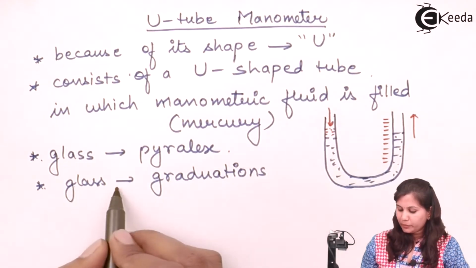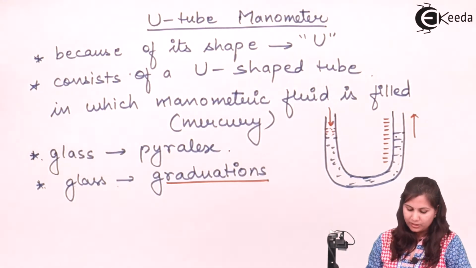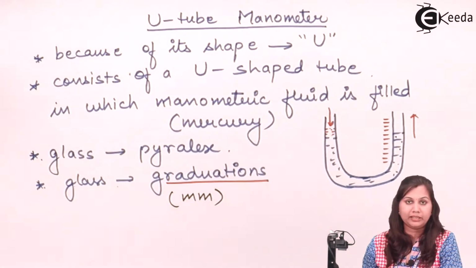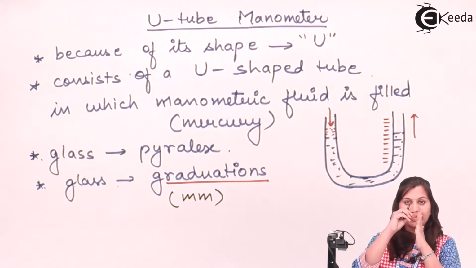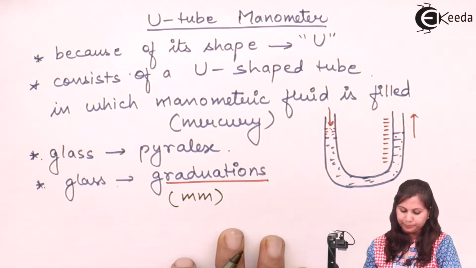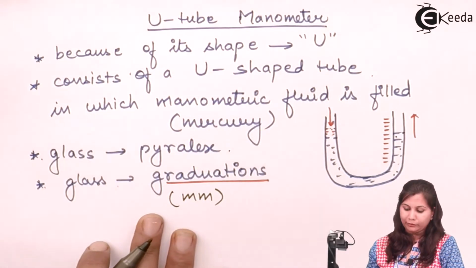This glass tube has graduations on it, and these graduations are in terms of mm, that is millimeters. So the rise in the level of the mercury can be easily studied. So that was the construction of the U-tube manometer.